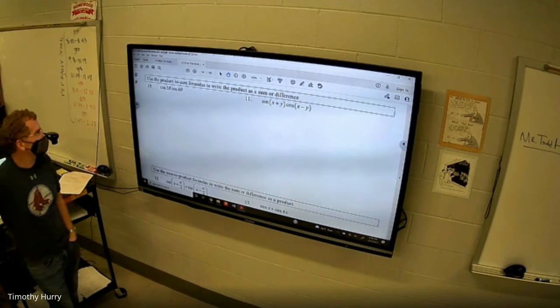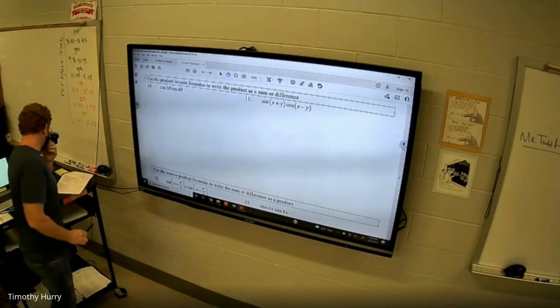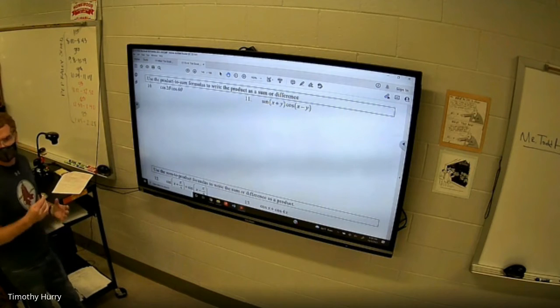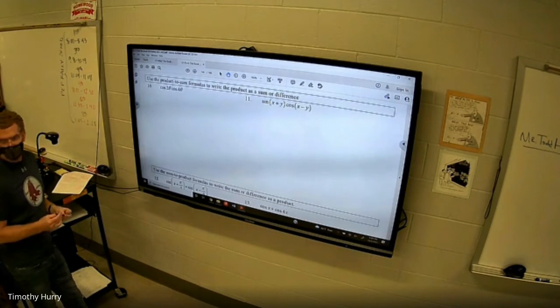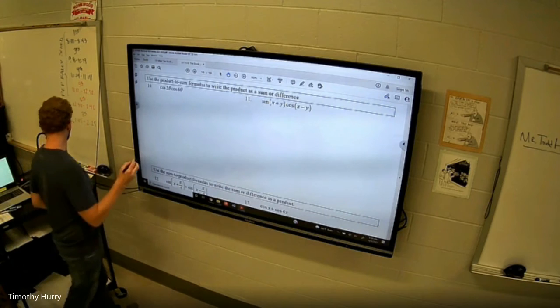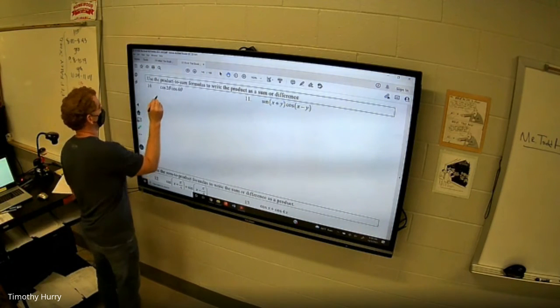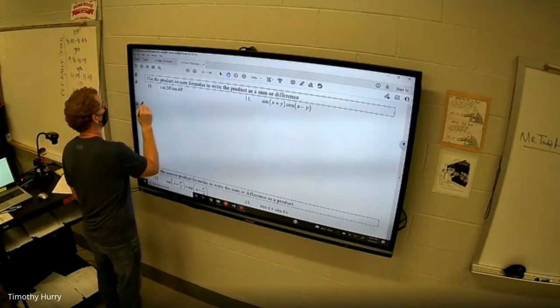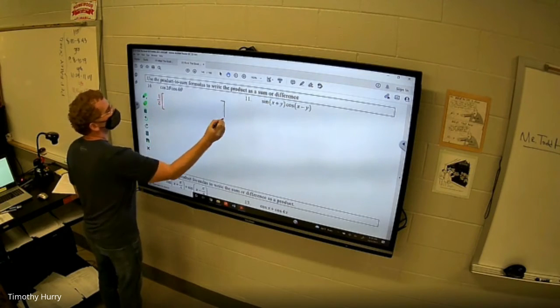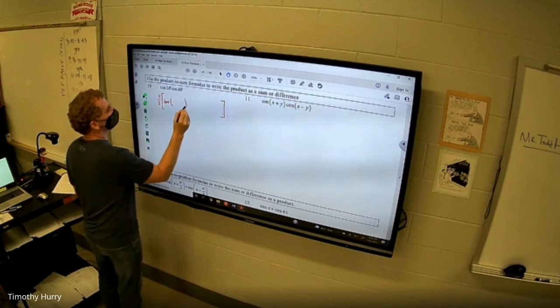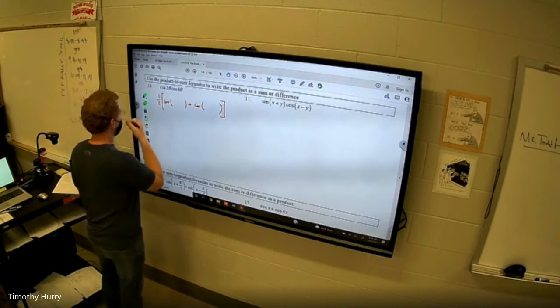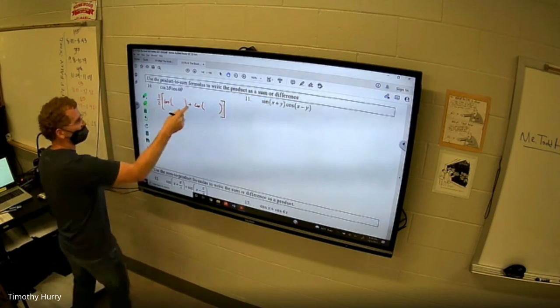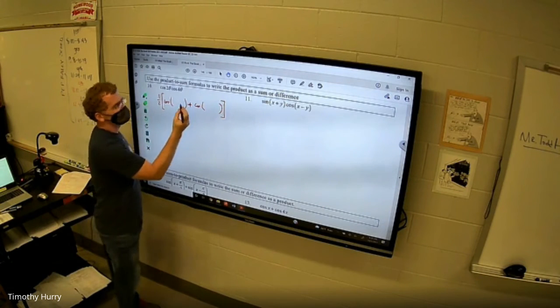What about number 10? Product to sum identity. Any thoughts? Do you have a cosine times a cosine? Product to sum? What is it? I don't think it's sine, is it? So I got a 1/2, right? And this says cosine parentheses plus cosine parentheses. And the identity has the minus first and then the plus, but because these are positive, it doesn't really matter.